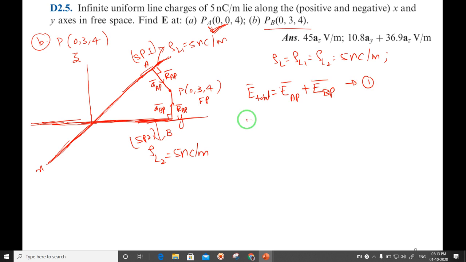Then we know the formula E is equal to, due to infinite line charge, rho L by 2 pi epsilon naught rho into A rho. This formula, right? So first I want EAP. What is EAP? EAP is equal to rho L, and rho L is the same, whether it is rho L1 or rho L2, both are same here, by 2 pi epsilon naught. Rho here is nothing but the distance from source point to field point, that is RAP. Rho is nothing but RAP into AAP.